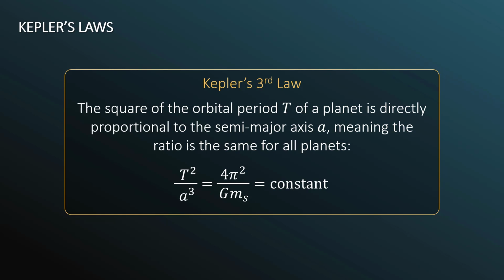Now that doesn't mean that the period is the same for all planets or that the semi-major axis is the same for all planets. What it's saying, which is phenomenal, is that the square of this period divided by the semi-major axis cubed, that ratio is constant for every planet in the solar system. Even though the periods are different and the semi-major axes are different, the ratio, as shown here, equals a constant.